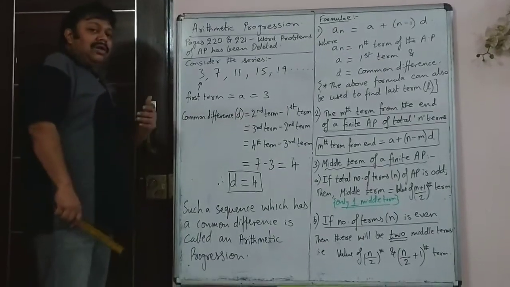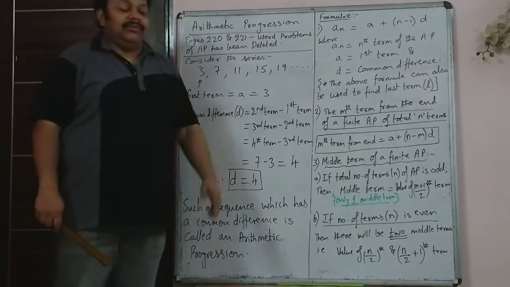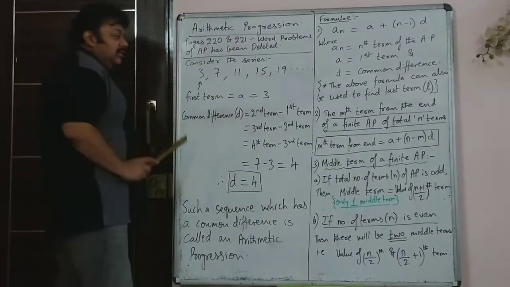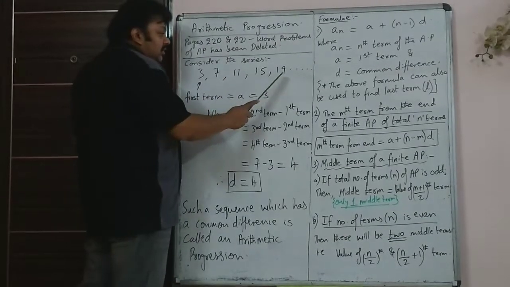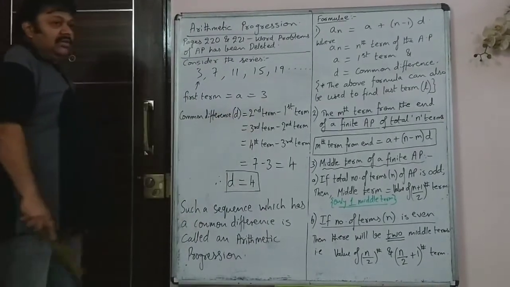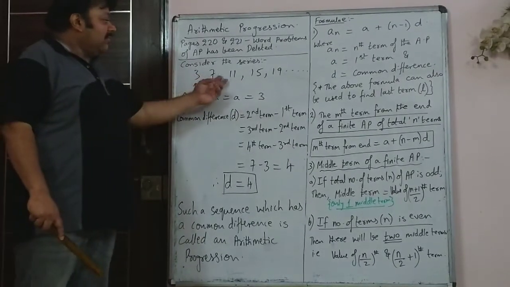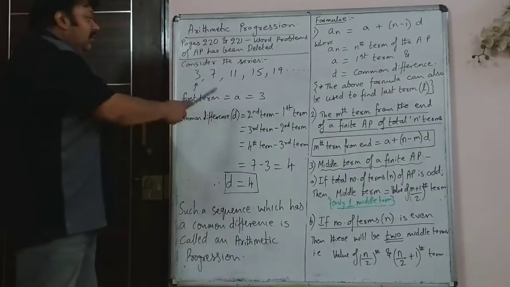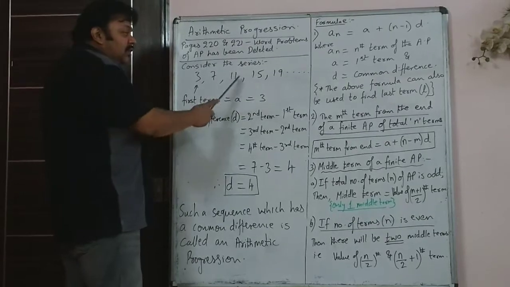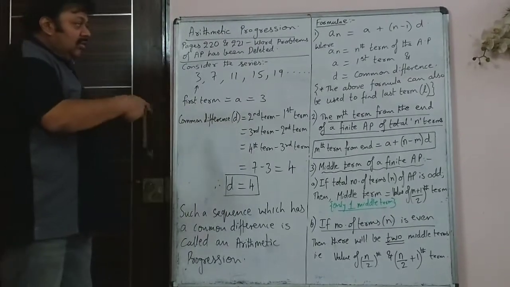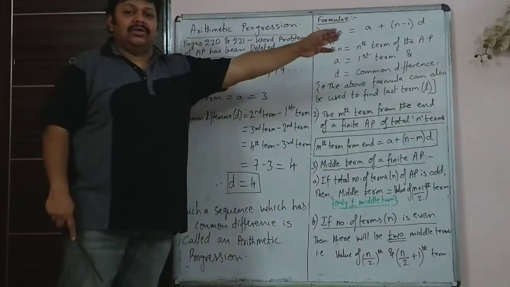Now, what is an arithmetic progression, or what we usually call an AP? Now consider this series: 3, 7, 11, 15, 19. When you look at this series, you will immediately think that the difference between each is the same. So you will know that the common difference here: there is a difference of 4, a difference of 4, a difference of 4. So you can predict the next term is going to be 23, then 27, then 31.